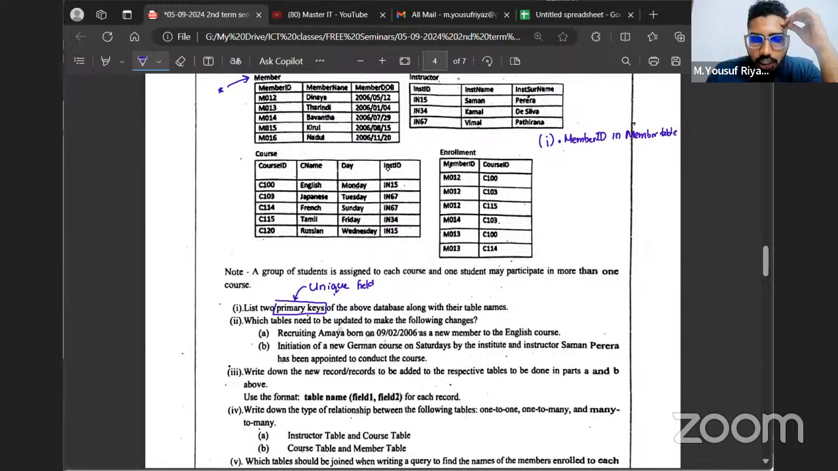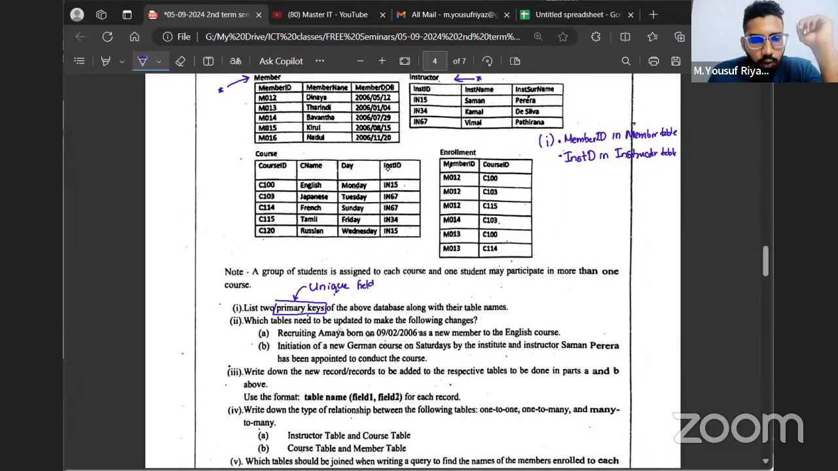And then in the instructor table, what is going to be the unique field you can notice? Yes, the INST ID in instructor table. If you just mention the field name only, you will not get marks. You also make sure you mention the table name along with the field name.